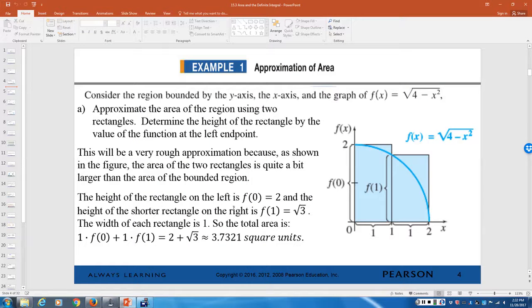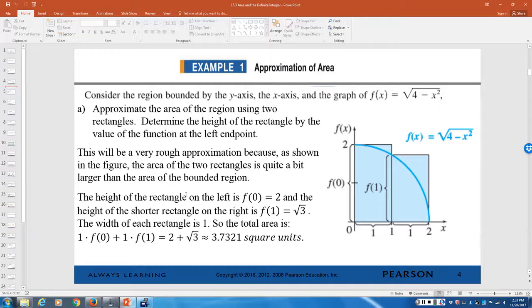So if we look back at the second rectangle, what you need to do is substitute in 1 into the equation. And you get the square root of 3. So the height of that one is the square root of 3. So that means that this is 1 times the square root of 3, or the square root of 3 units, and this is 1 times 2, or 2 units.